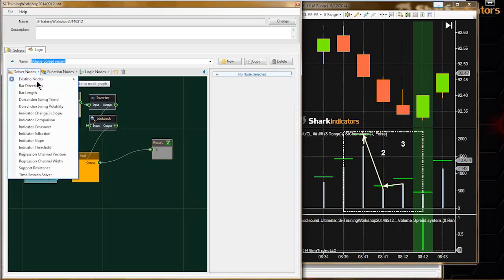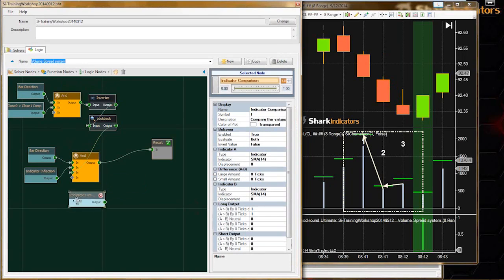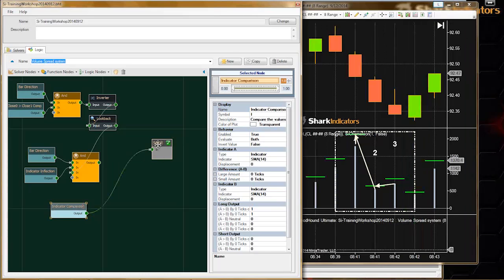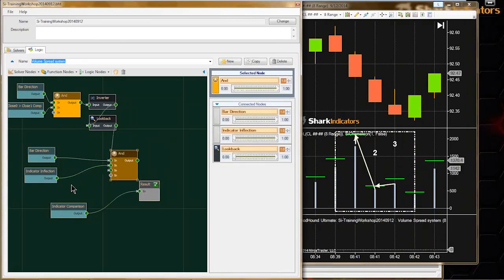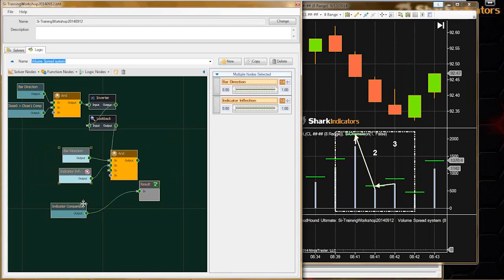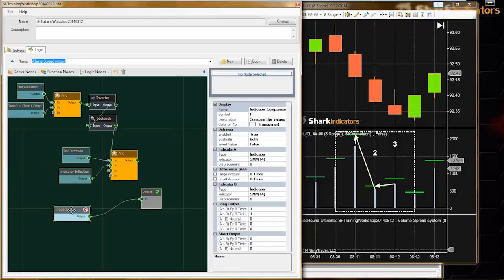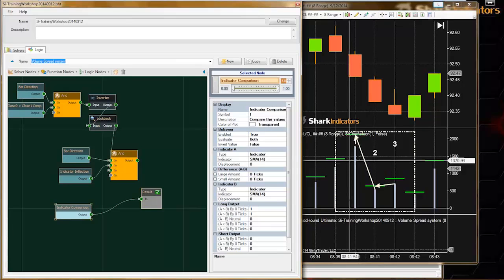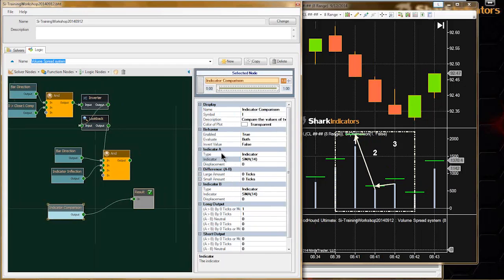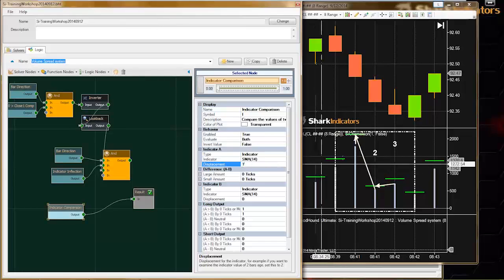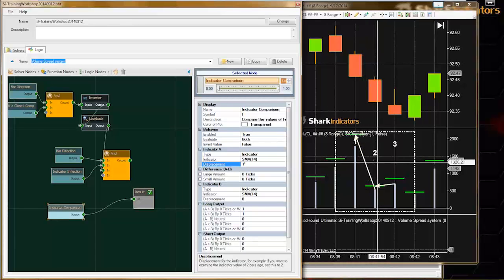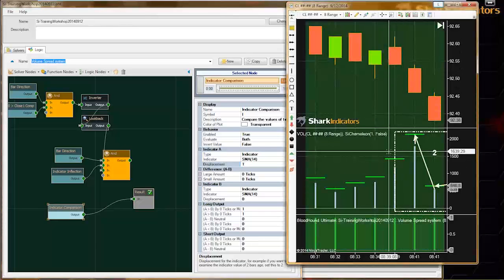So let's add a comparison solver. Right, we'll connect it up like so. Alright, so we want to make sure that bar 1 is 20% greater than bar 2. So let's put bar 1 in indicator A. Now, remember, bar 1 is 1 bar back as compared to bar 2. So let's slide this over here.